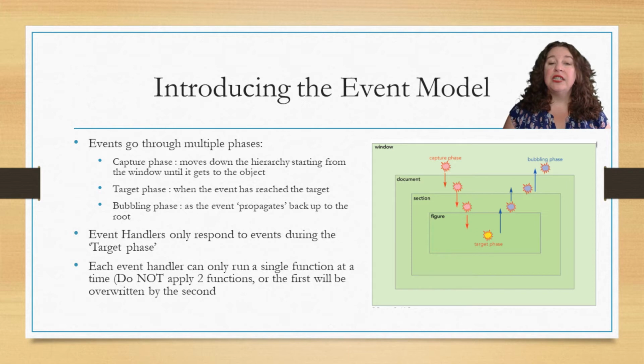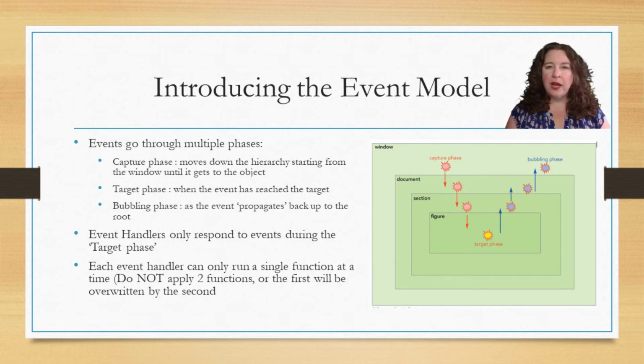Event handlers tend to only respond to events during the target phase. However, they can do things inside of the other phases. We can choose to move around and say, I'm in the bubbling phase, ignore me, don't worry about me here. Or, I'm in the bubbling phase, I want you to handle me, do something with me, and so on and so forth.